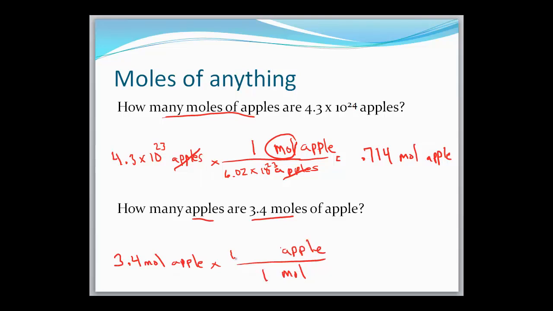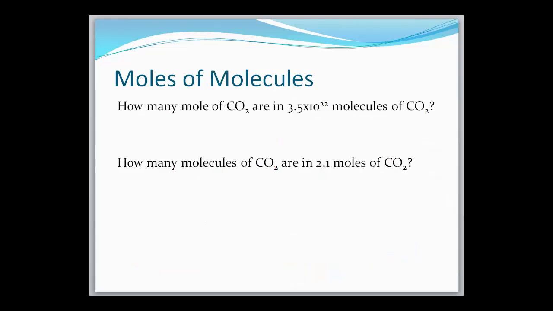1 mole, 6.02 times 10 to the 23rd apples. Moles cancels. Our unit left is apples, so 3.4 times 6.02 times 10 to the 23rd gives us 2.05 times 10 to the 24th apples. Let's apply this concept now to molecules instead of things like apples.